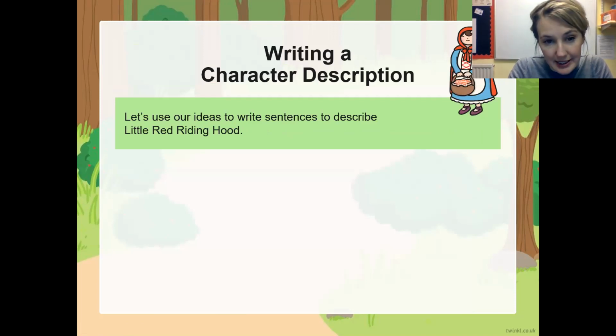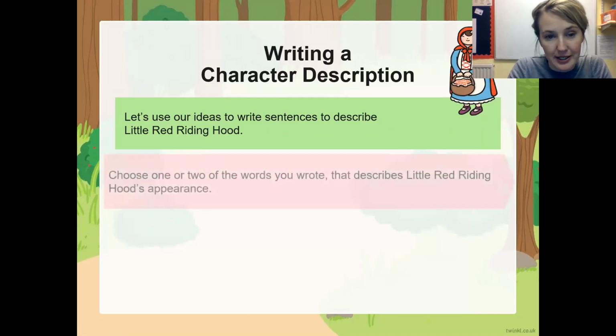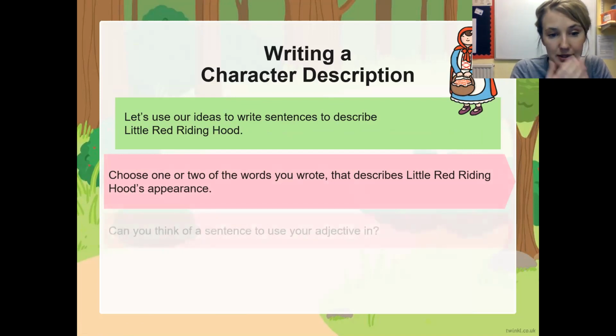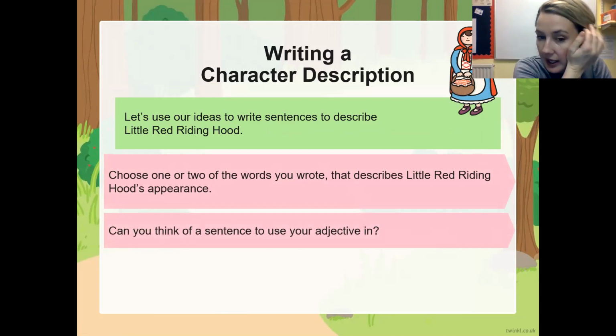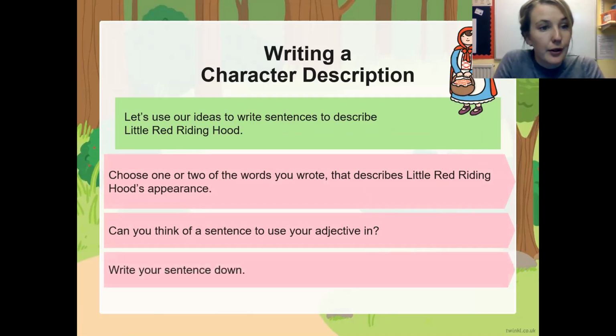So let's use your ideas now to help you start to get ready to write by making some sentences together. So you could choose 1 or 2 of the words that you've written down already that describe Little Red Riding Hood and how she is, what her appearance is. So make sure that you're going to now write a sentence, a practice one, to describe Little Red.